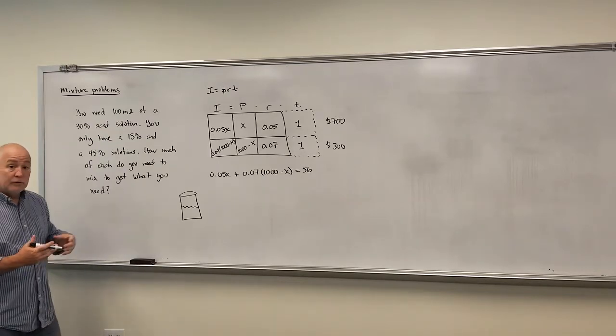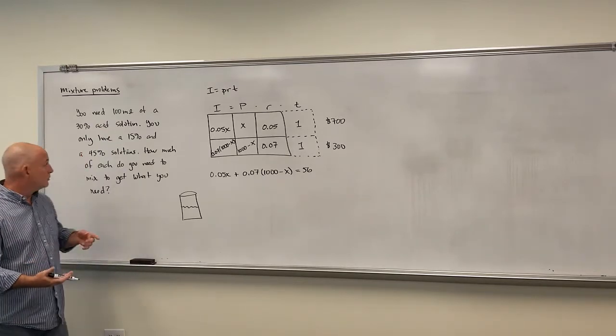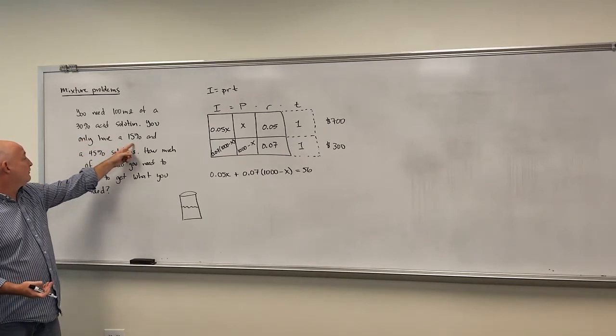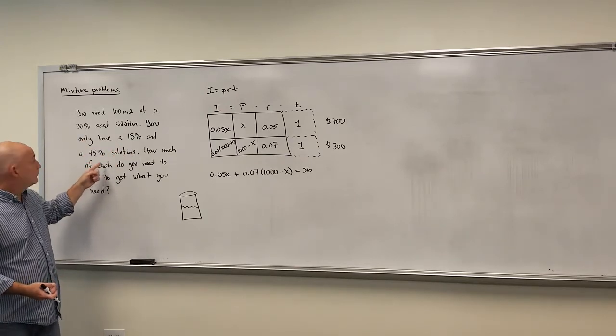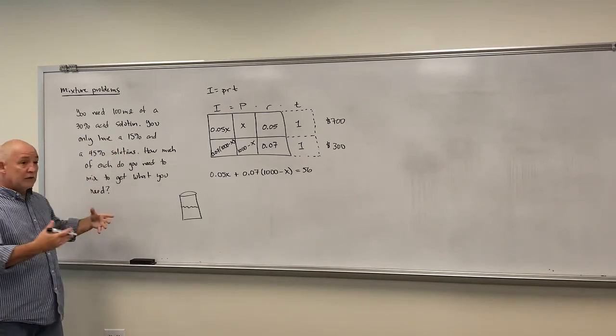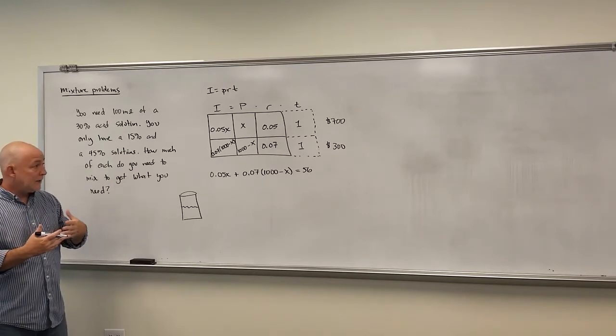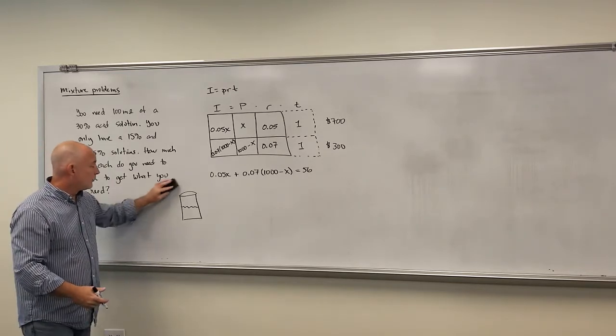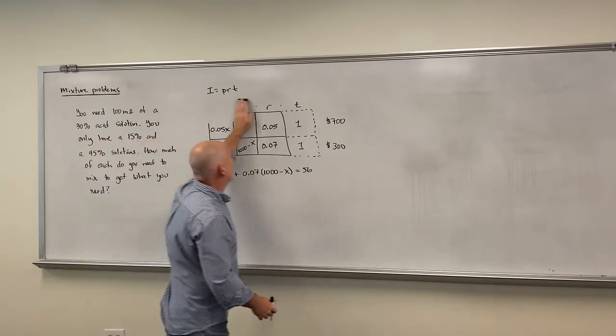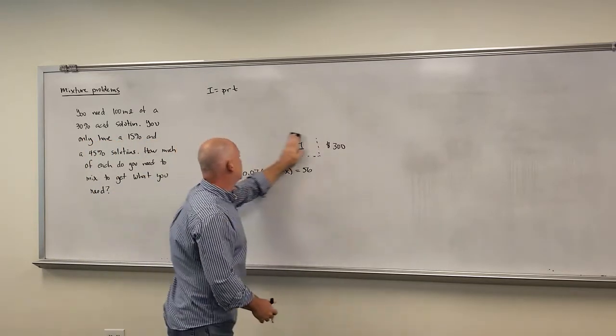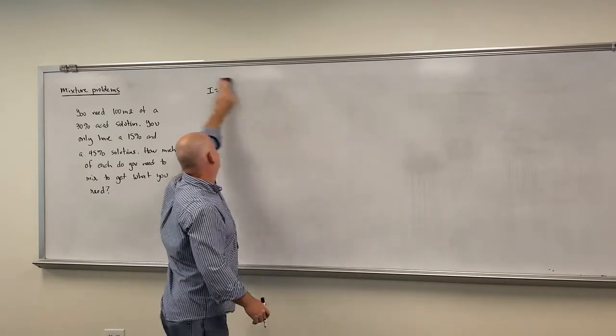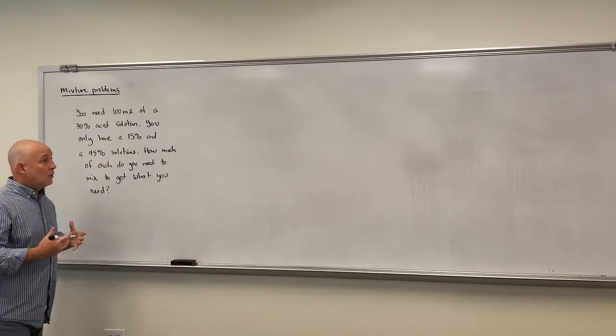But the problem is when we went to our cabinet and looked up acid solutions, we didn't have a 30%, we had a 15% and a 45%. Since 30 is in between, we should be able to mix those together and come up with the 30%. So how do we do it? Well, this one's really obviously a mixture problem because it says to mix them together. So we're going to set up our table.